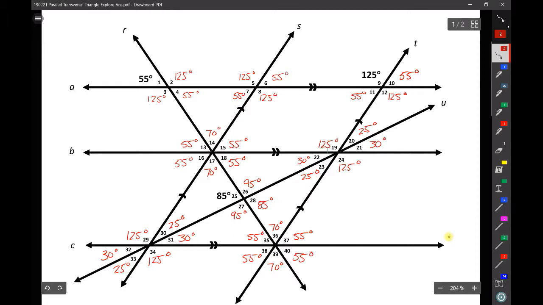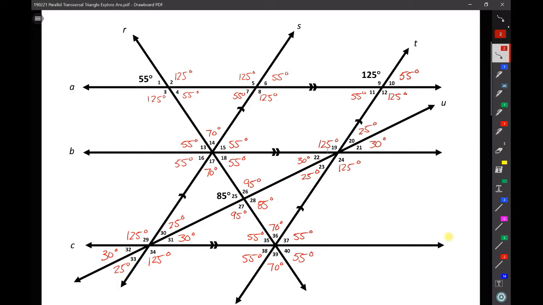Of course, we had our angle sum theorem where we could add up the angles of the triangle. I don't know if you caught this one or not, but this is the external angle theorem right here. This 125 is equal to the two non-adjacent interior angles of this big triangle right here. So a lot of different ways that you could have come up with these different angle measures.